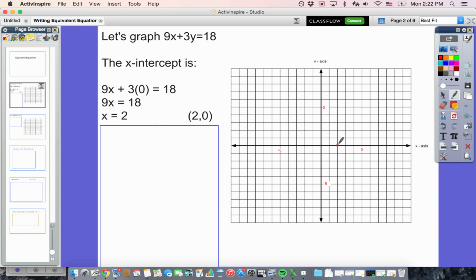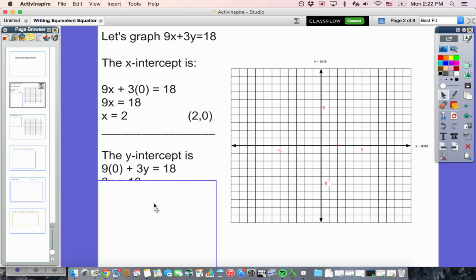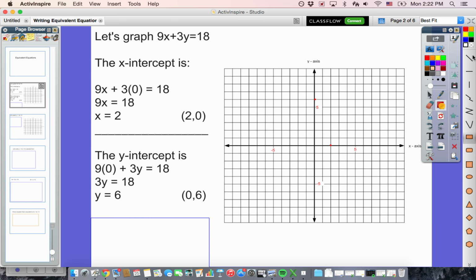2, 0 is right here. And now for the y-intercept, we set x equal to 0. So we have 9 times 0 plus 3y equals 18, which is 3y equals 18, so y is 6. Our y-intercept is (0, 6). Then we're going to draw a line through those points.